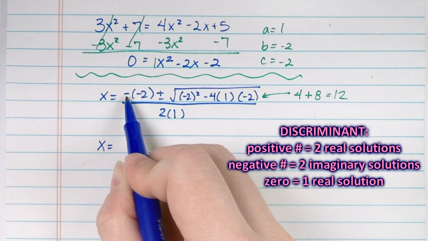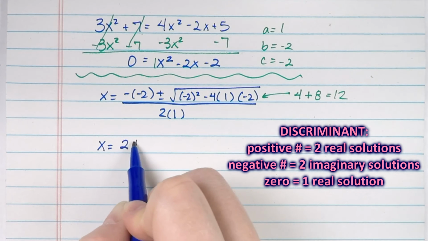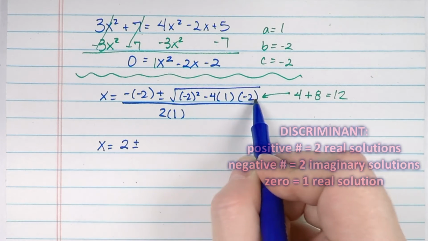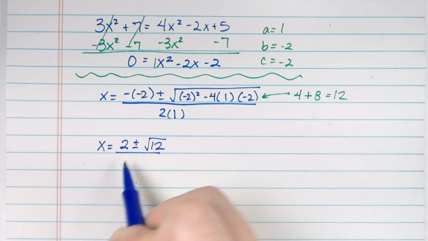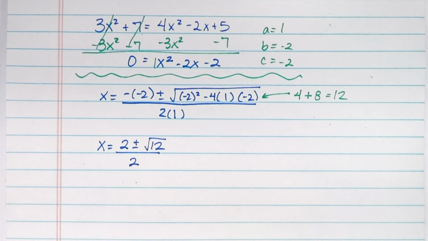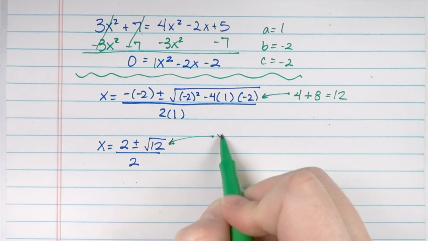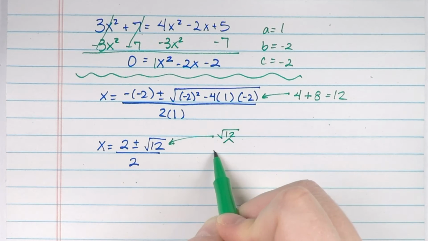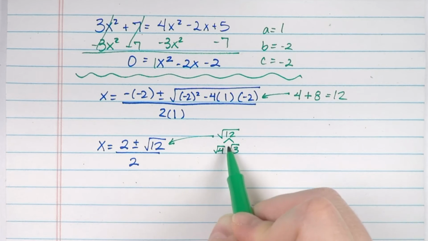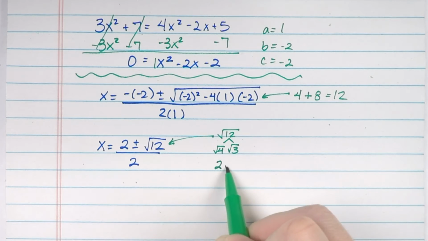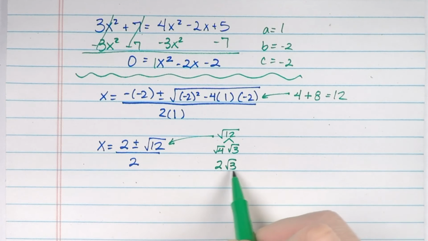So let's continue. The opposite of negative 2 gives me positive 2, plus or minus the square root, all of this we simplify to 12. So square root of 12, and 2 times 1 on the bottom is just 2. Now this time we have a number that is not a perfect square under the radical, so let's simplify this square root of 12. I'm going to split this up: square root of 4 times square root of 3. I'm choosing 4 since that's a perfect square, because I can simplify square root of 4 to just 2. So this square root of 12 will simplify to 2 rad 3.